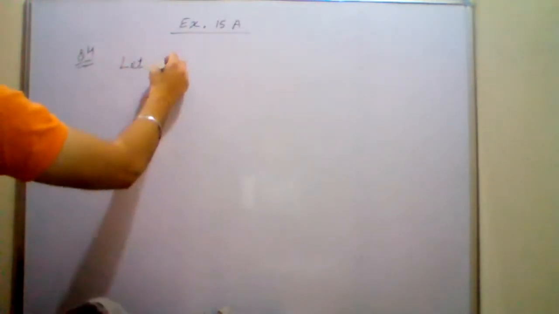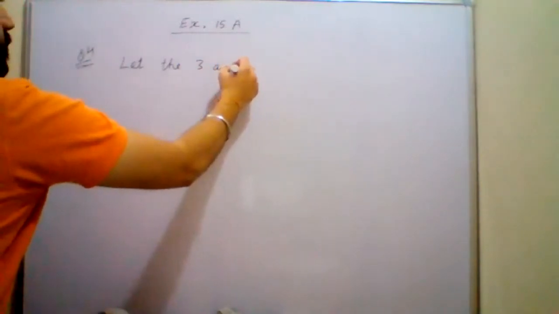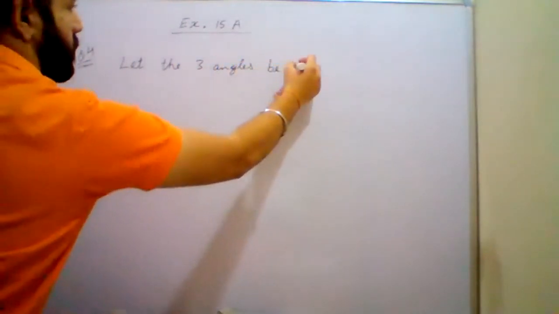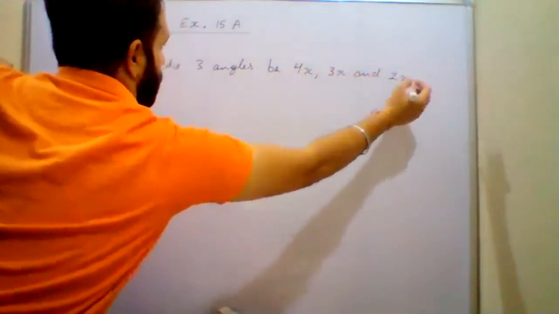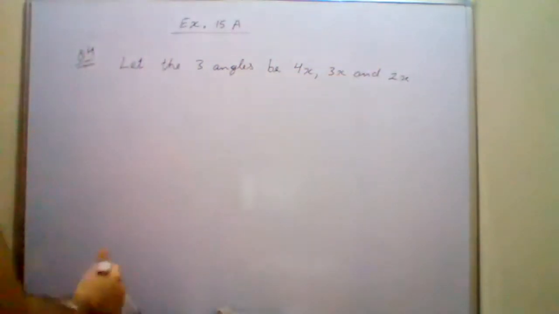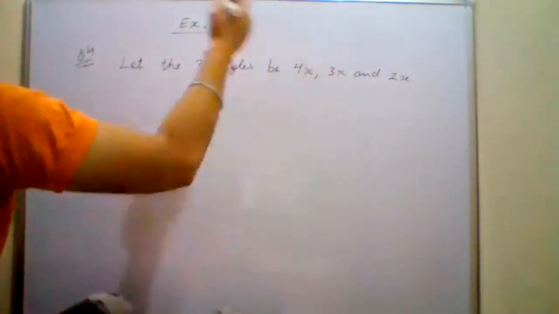Yes, sir. So in question 4, the ratio of three angles of a triangle is given. It is given 4:3:2. So you can assume that the three angles are 4x, 3x, and 2x. First of all, let the three angles be 4x, 3x, and 2x. Because why 4x, 3x, and 2x? Because the ratio is given 4:3:2. So 4x, 3x, and 2x are the angles.